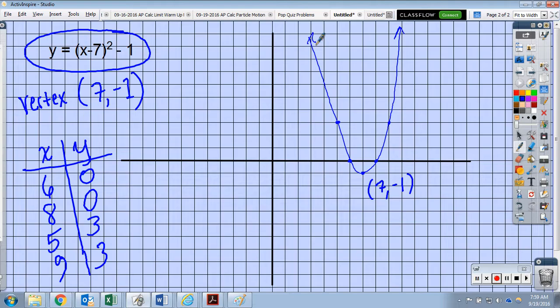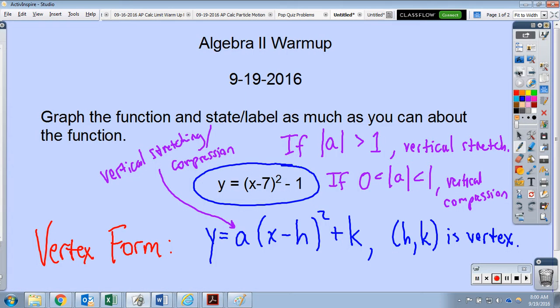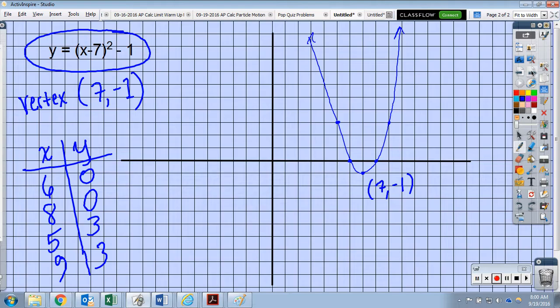So now I said in this warm-up, let's graph the function and state and label as much as you can about the function, okay? Yes? So when you were coming up with the x and y values, you were just picking random x values? Almost random. Just, here's the vertex. So I decided, okay, let me pick some points just to the left and right. If x is 7, what's an x value that would be just to the left of 7? 6. Right, I'm going to pick values that are easy.